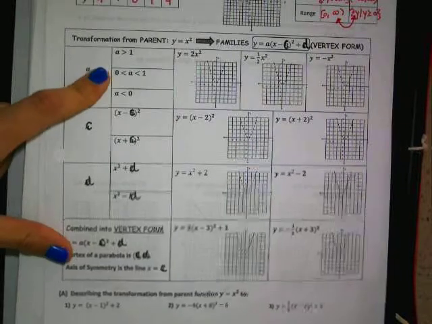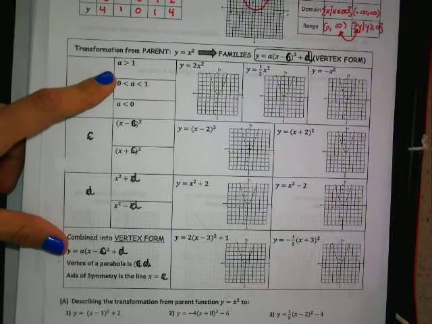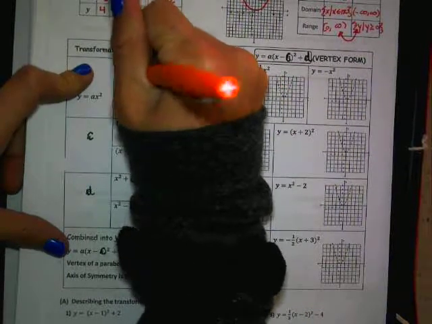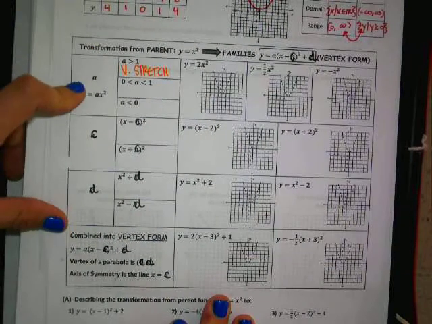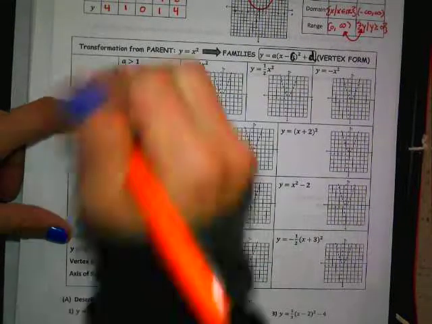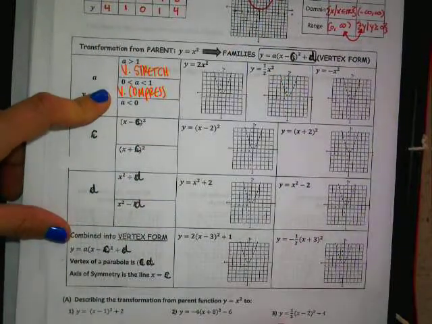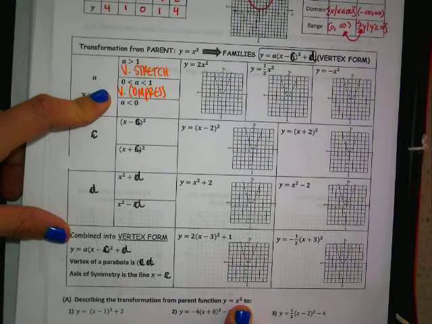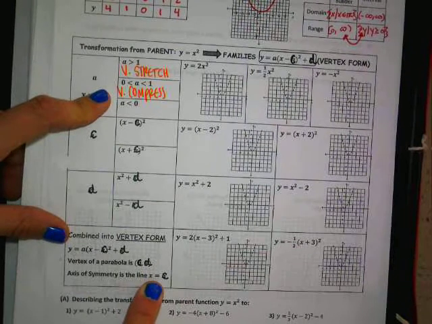Do y'all remember what kind of transformation you have if the A is bigger than 1? It starts with an S. Stretch, very good. So vertical stretch. All right, what about if A is between 0 and 1? So like a fraction or a decimal. Very good. Compression. In that vertex form box, is it x equals C or x equals D? X equals C. Sorry.